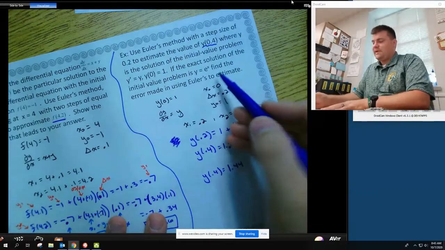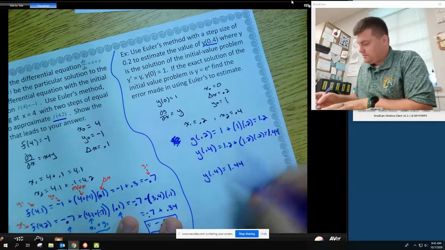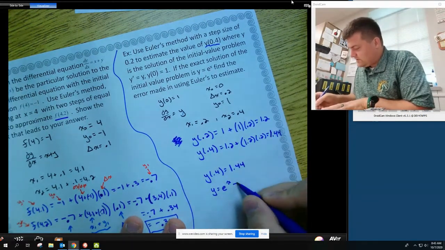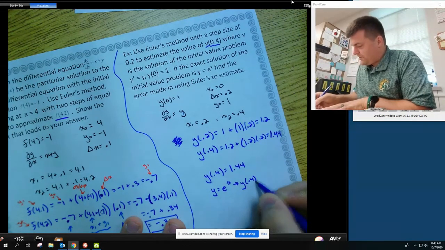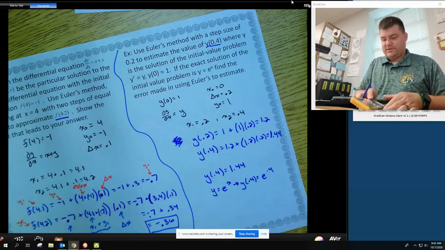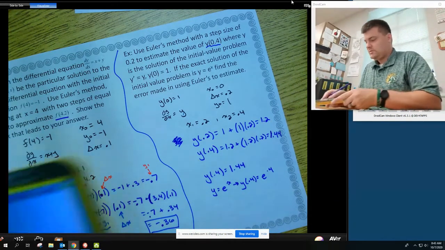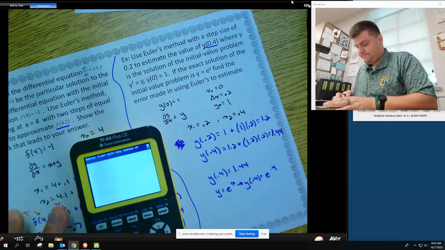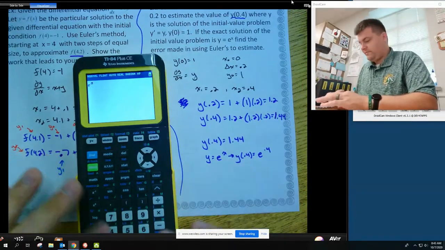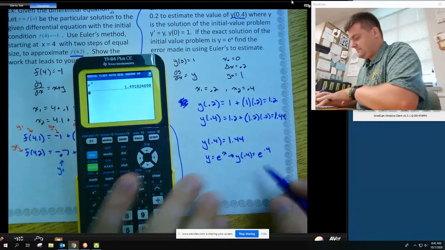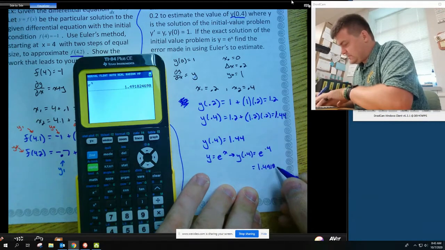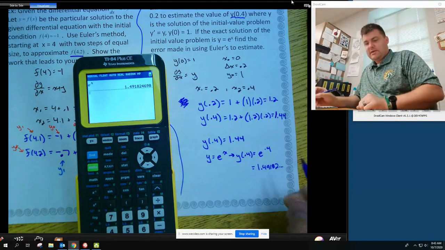But it wants me to find the actual value here. So if y is really e to the x, well, y of 0.4 is actually equal to e to the 0.4. So I'm going to type that in my handy dandy calculator. e to the 0.4 equals 1.49182, and I can keep going on and on and on.